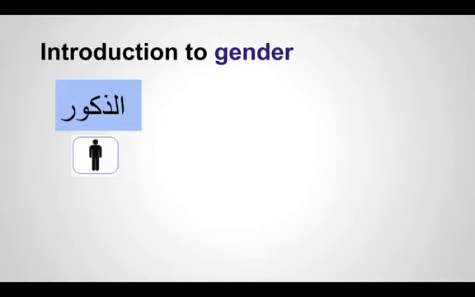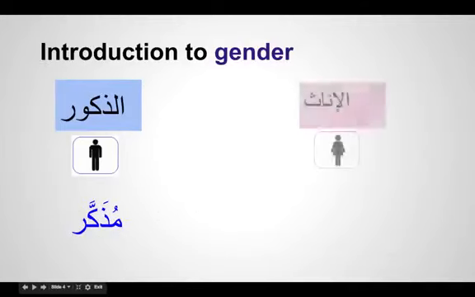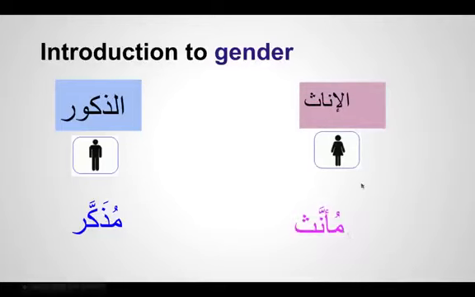The masculine is called muzakkar. This is the word which we'll be using to identify that a noun is male. It's a muzakkar. And what is a female called? Al-unth. And a feminine word is called mu'annath. This is the word which we'll be using. Muzakkar means masculine, mu'annath means feminine.